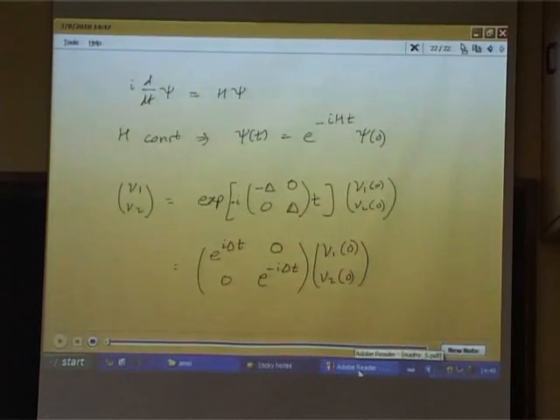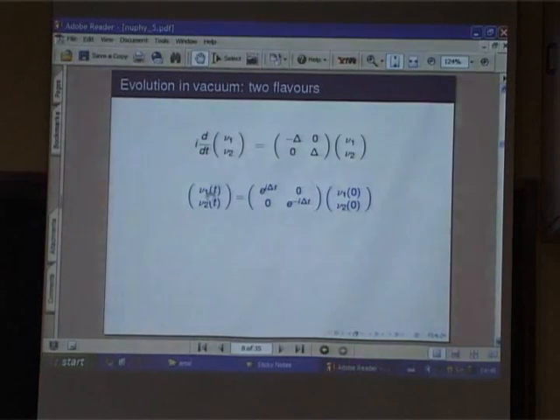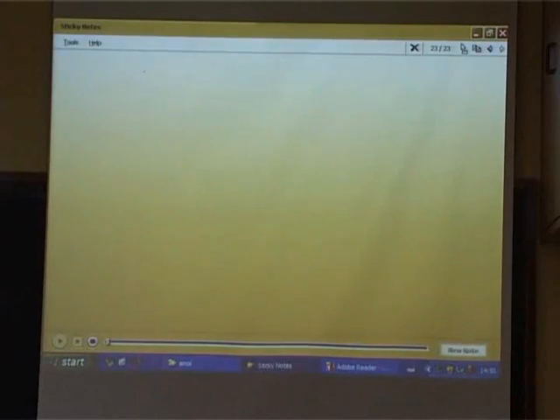So what has happened now? We actually know how to write down nu1(t) in terms of nu1(0). This is nothing new. If I write it down, it looks like nu1 of t is e power i delta t times nu1(0), and nu2 of t is e power minus i delta t times nu2(0). So we know how the mass eigenstates evolve.